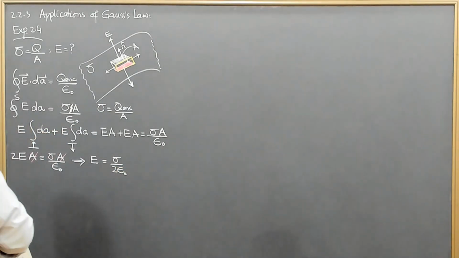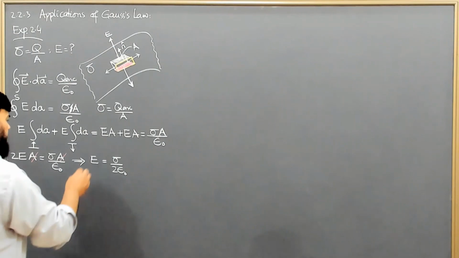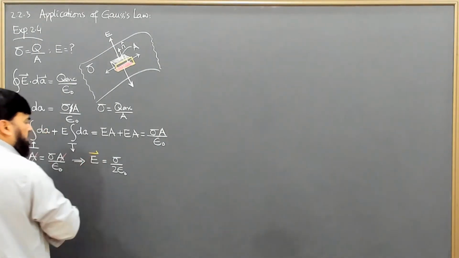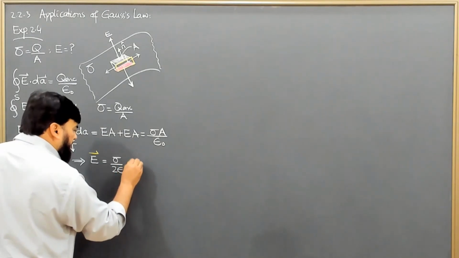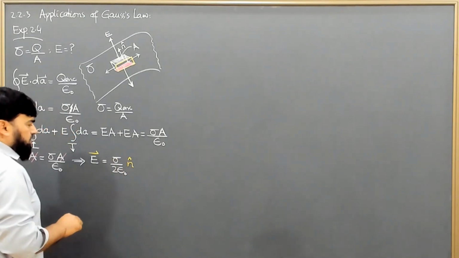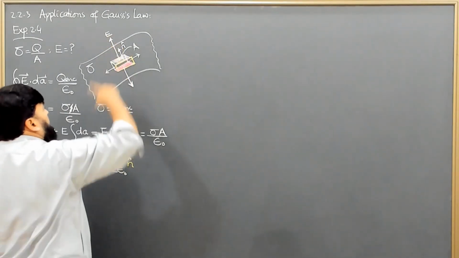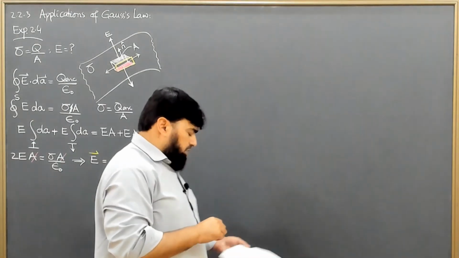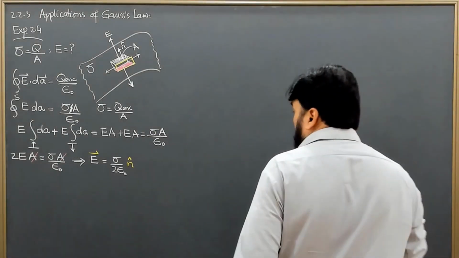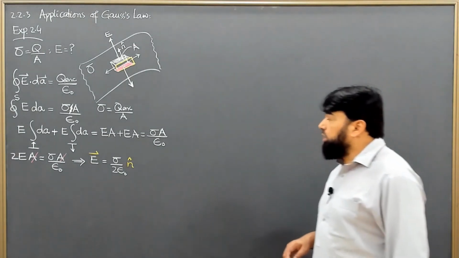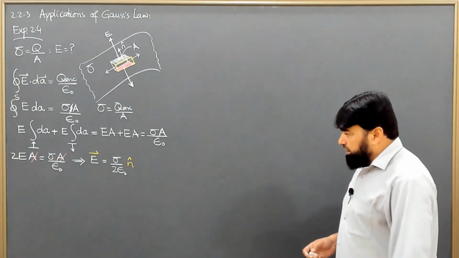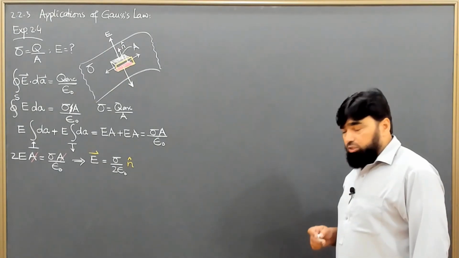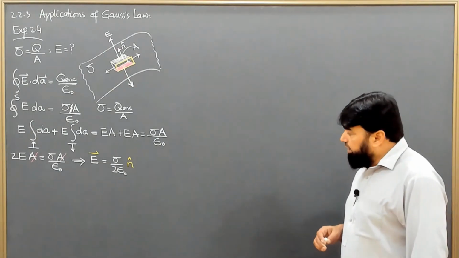And if we write this in vectorial form, then this will be the vector form, and here we will have n hat, which is normal to the surface. The electric field is normal to the surface along its direction, and we are having the electric field of an infinite sheet of charges like this. We can discuss the solution here.